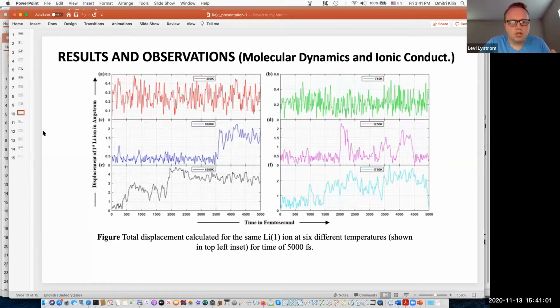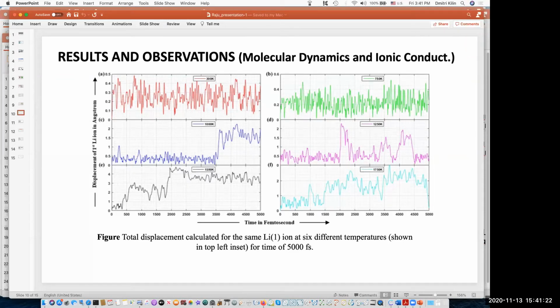Okay, so what Dimitri said was correct. From 500 femtoseconds to about 2,000 femtoseconds, it is at a second site. And then from 2,000 to 5,000, it moves to a third site. Is that correct? Yes. That's right. Then I can go to the next slide.